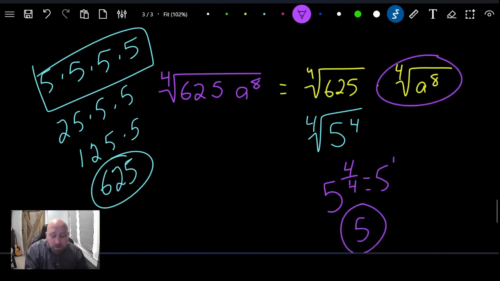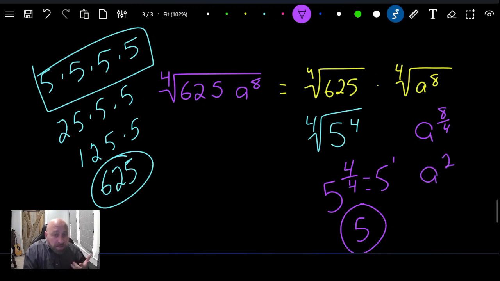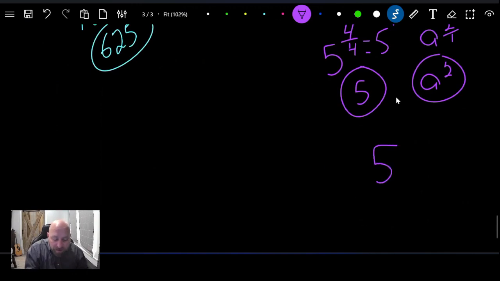Okay? So coming over here, we're going to do the same thing. We're going to turn it into a fractional exponent. So we're going to get a to the 8 over 4. We'll reduce 8 over 4, and we're going to get a to the 2 over 1, which is a squared. We can't do anything else with it. This is our answer, 5a squared. All right, so there you have it.